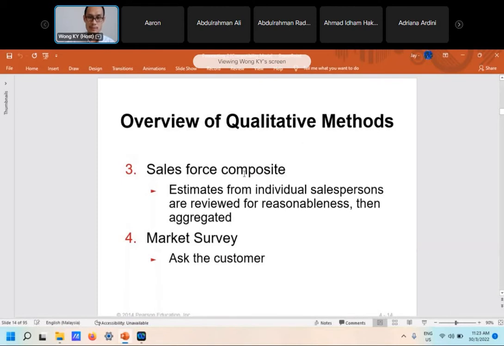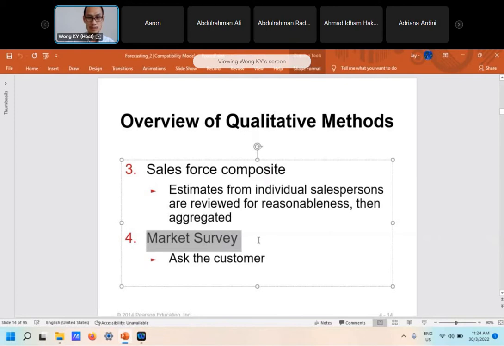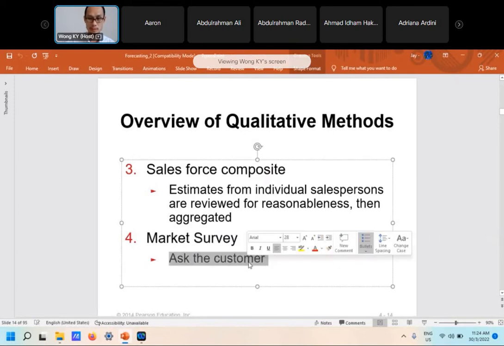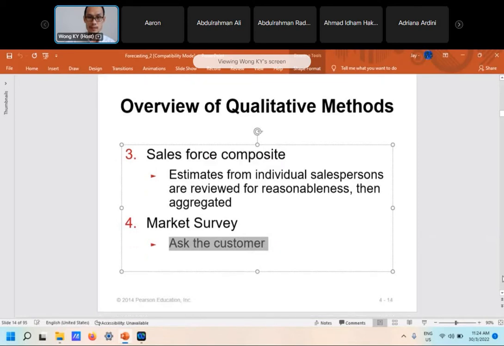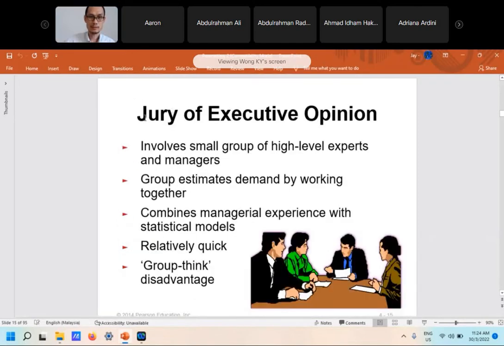Salesforce composite means we ask salespersons to do the forecast. Okay, so instead of asking customers, we ask the salesperson or salesman, okay, to project what is their sales. So their sales projection becomes the forecast. That is Salesforce composite. Okay, and fourth is market survey. Market survey means we ask the customers directly, find out their demands. Right, so these are the details of the first method.